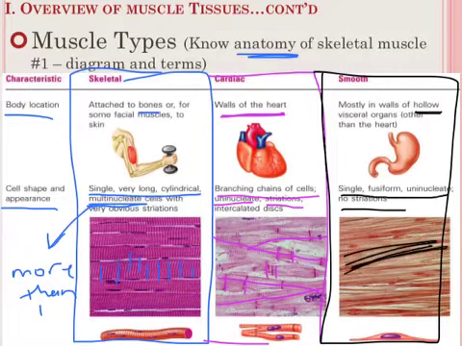See how they're very... They all run in the same direction. They only have one nucleus. They're single fibers, unlike the branching chains in the cardiac. So both smooth and skeletal are considered the single. They don't branch off. They run in a straight line.